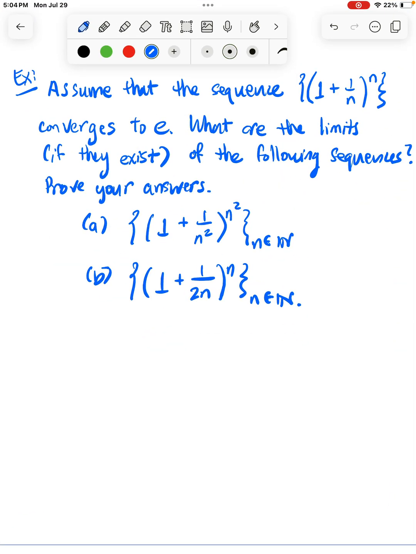In this video, let's do this example. This is a problem in real analysis about sequences, and it says assume that the sequence (1 + 1/n)^n converges to e, which is a true statement. What are the limits, if they exist, of the following sequences? Prove your answers. The first sequence is (1 + 1/n^2)^(n^2), and the second one is (1 + 1/(2n))^n. Take a moment and try to work on those.